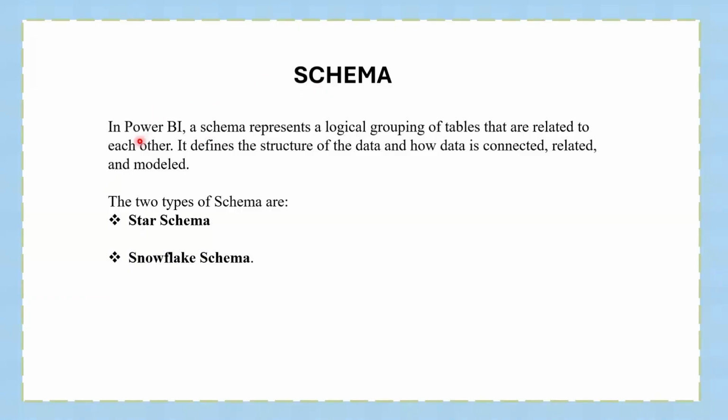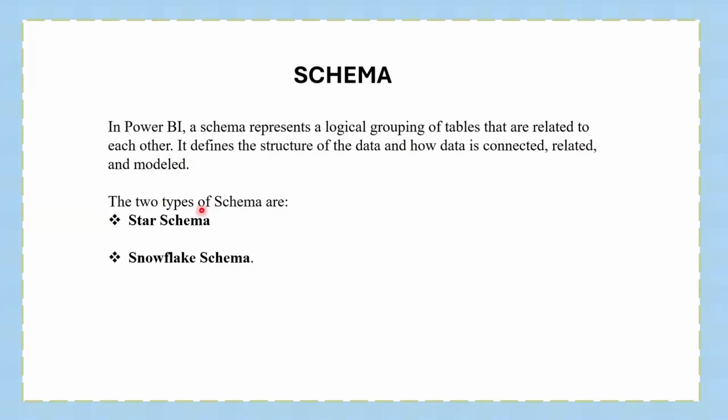So now, schema. In Power BI, a schema represents the logical grouping of tables that are related to each other. So now you have learned that you need to relate tables together when working with multiple tables. You have learned the types of tables and what you can use to relate them, and the different relationships that can occur between these tables. Now, what structure do you need to define your relationship? Basically, this is what a schema is. It just defines the structure of the data and how this data is connected, related, and modeled.